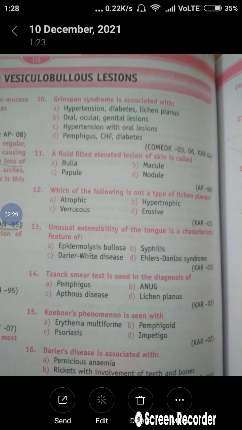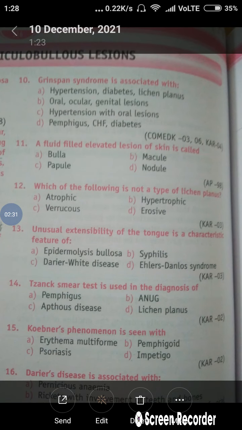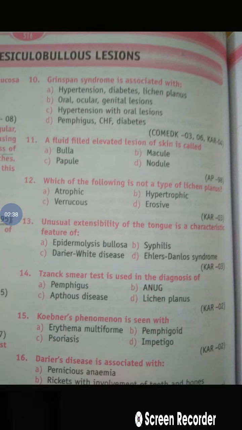Next question is question number 12. Which of the following is not a type of lichen planus? As we have read earlier, verrucous is not a form of lichen planus. Yes, and that is so. I can also show you here.